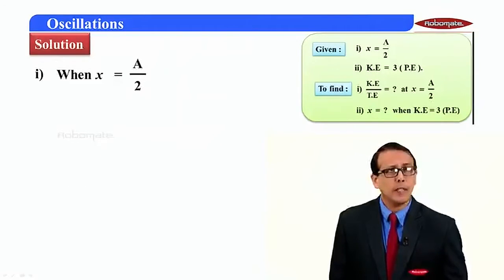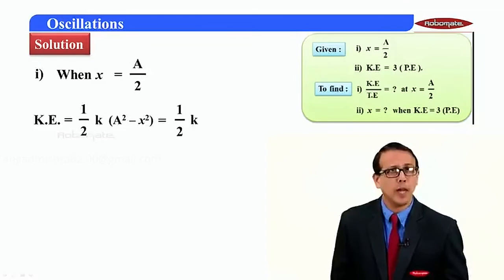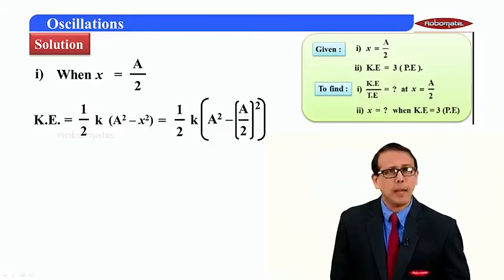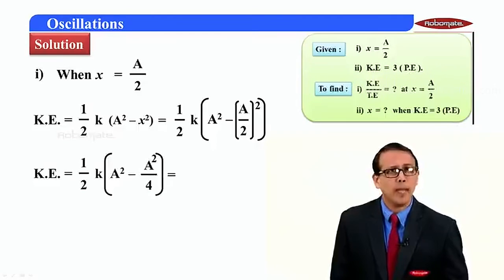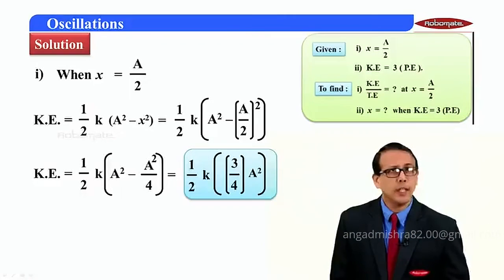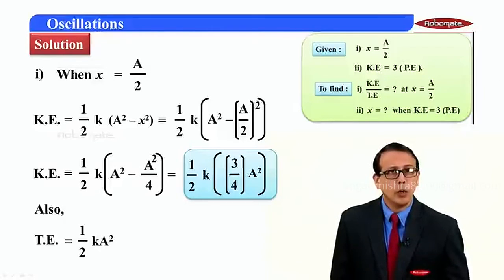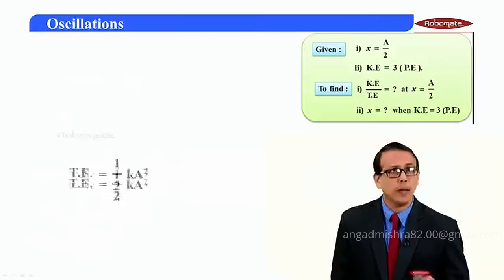So when x is equal to a by 2, I want to find the ratio of kinetic upon total. So kinetic energy half k (a square minus x square). Let's write down the value of x. It becomes half k (a square minus (a by 2) the whole square), which in the next step becomes half k (a square minus a square by 4), which becomes half k in the brackets 3 by 4 a square. I can also solve it further, but since it's a ratio problem, cancellation will take place, so let us keep it as it is. We know total energy is half k a square.